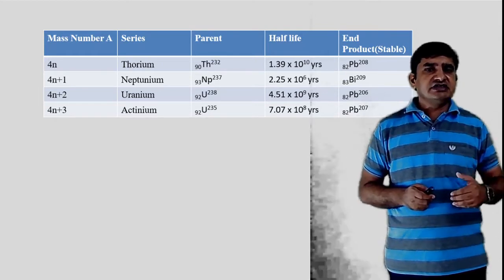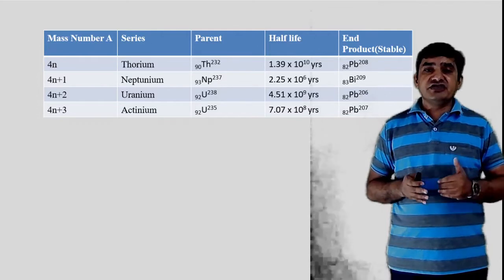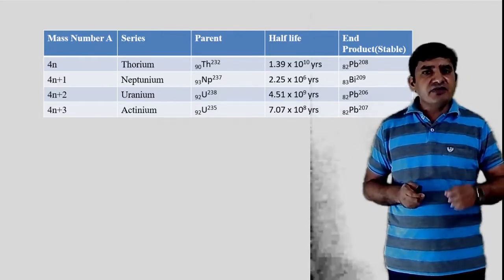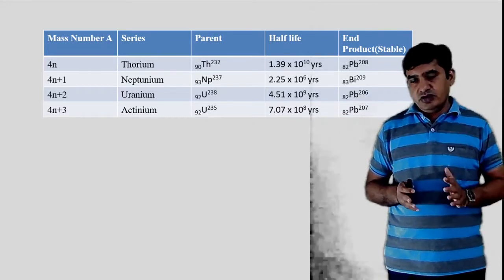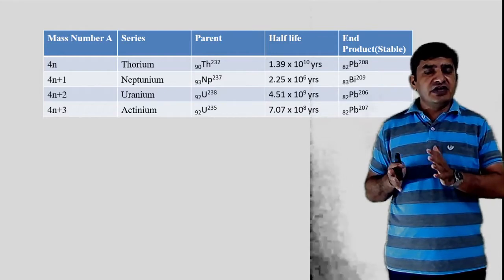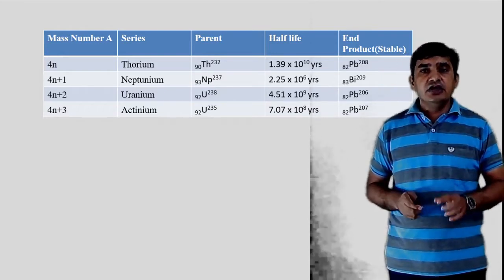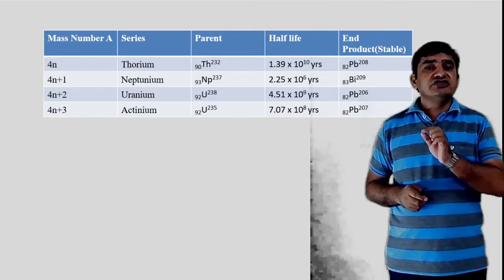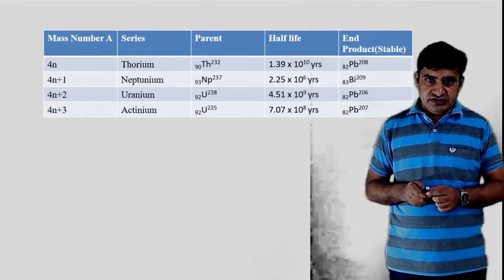The next series is the actinium series, or 4n plus 3 series, in which the parent atom is uranium 235. The half-life is 7.07 times 10 to the power 8 years, and the end product is lead 207.